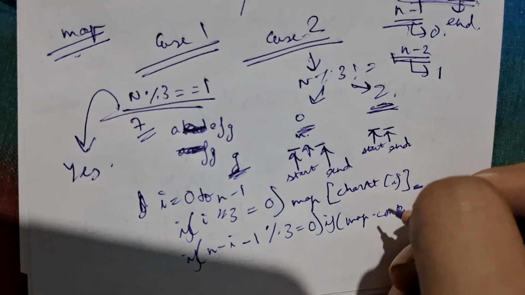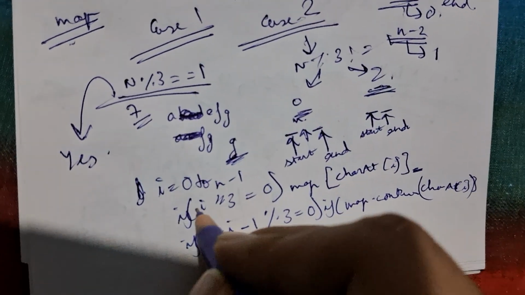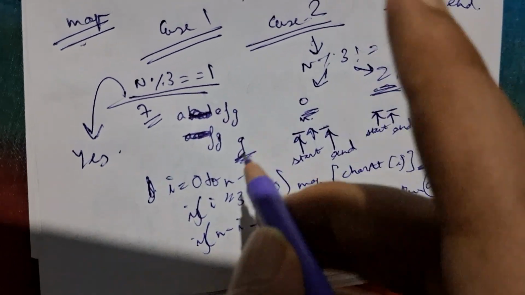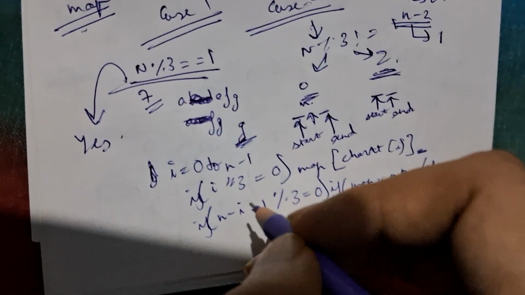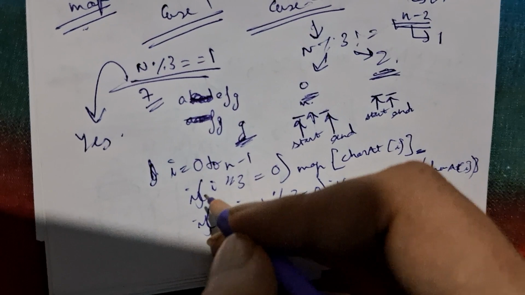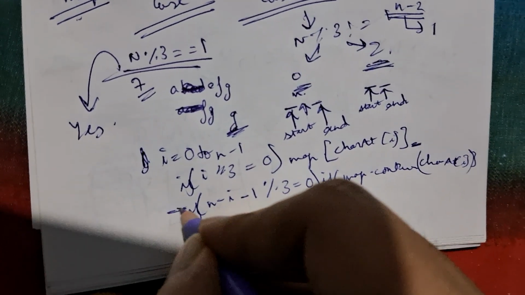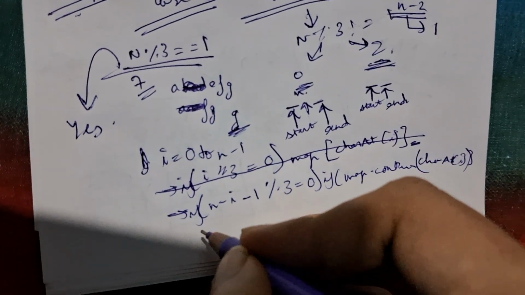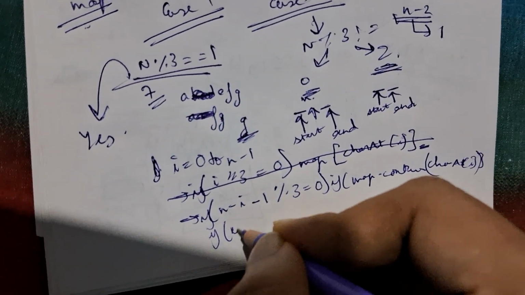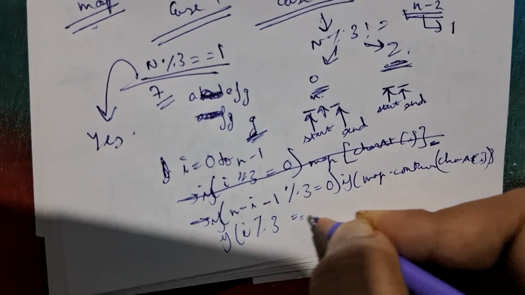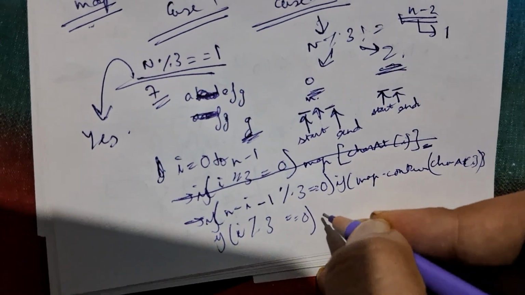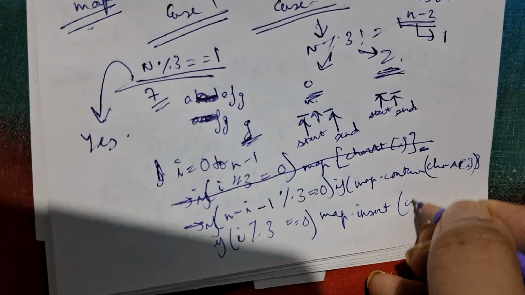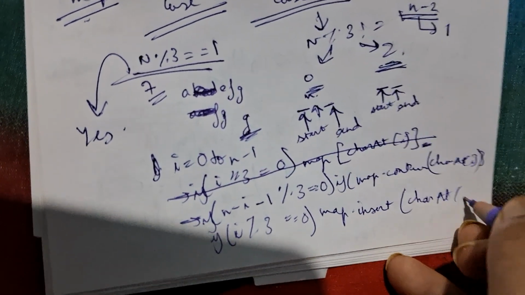Now remember one thing: when you are doing this, you can't do it in this order. I purposely did it this way. What you have to do is first perform this operation and then this one, so this will go below this. That is, if i mod 3 is equal to 0, then you insert in the map the character at i.